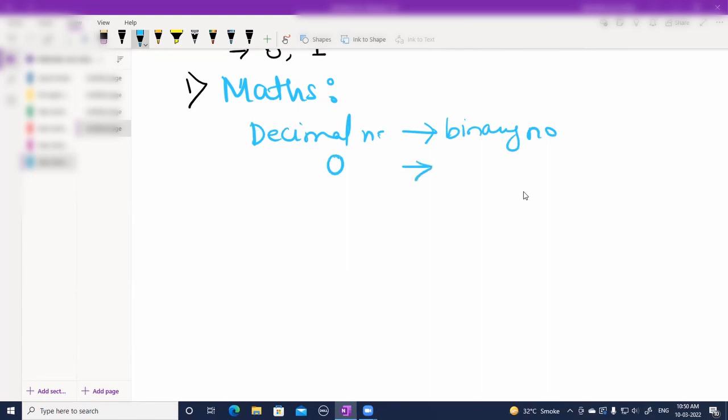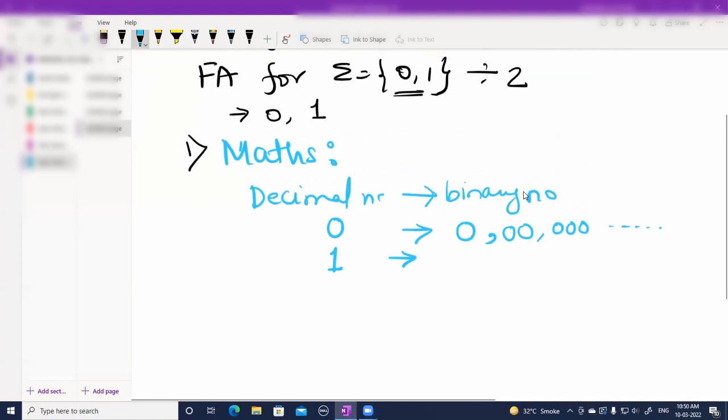0 is represented by the symbol 0. This 0 can also be represented by 2 zeros, or by 3 zeros, and so on. Then we have decimal number 1. For decimal number 1, the binary bits 0 and 1 can be used to represent it. It can be written as a single bit 1, or as 01, or as 001, and so on.